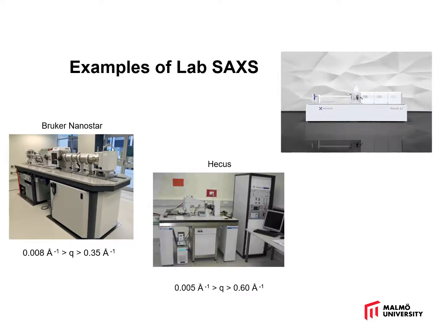Here we have 3 examples of lab-based SAXS instruments. I think the one you'll see in the practical session is related to the one on the far right hand side, but you can see the same basic construction. You have an X-ray source, then some form of collimation, and then a sample, and then at the end of a flight tube or in an evacuated tank, a detector.